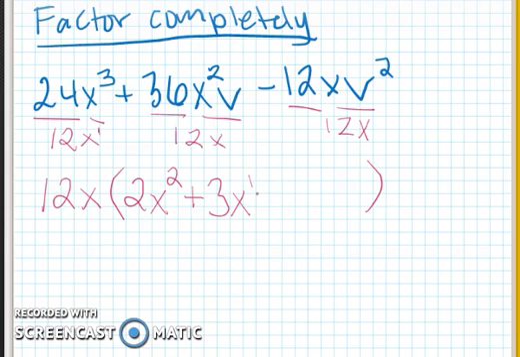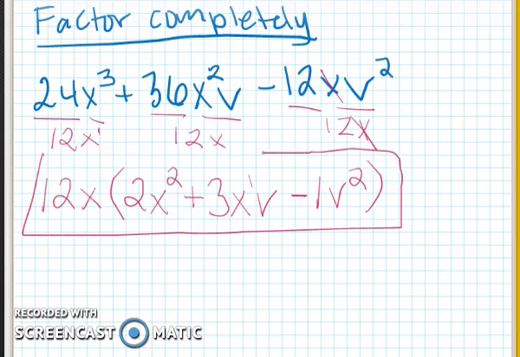And the v has no one to cancel with, so the v is standing alone. And we have minus 12 divided by 12. That's going to be a minus 1. The x's are going to cancel with each other, and I'm going to be left with v squared. So this is what we mean by completely factored. I found the GCF, and I factored the GCF out of the problem.